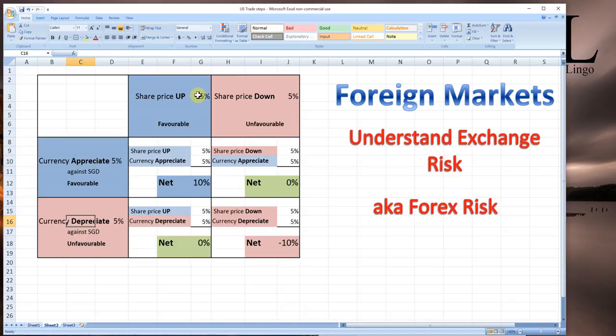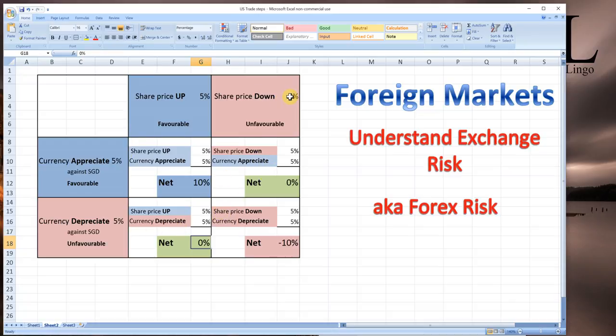For simplicity, we're going to assume a 5% change on the share price and a 5% appreciation or depreciation on the currencies. In this first box, we have a share price up by 5% and the currency appreciates by 5%. When the investor sells all the shares, he will notice, wow, a 10% gain, when he actually made a 5% gain on share price, because the remaining 5% comes from the currency exchange. Similarly, when the share price goes up by 5%, but unfortunately the currency depreciates by 5% during this time, you get nothing from this investment.